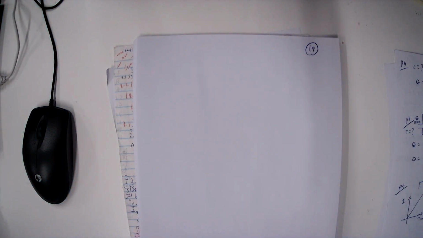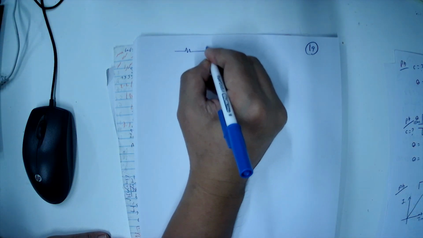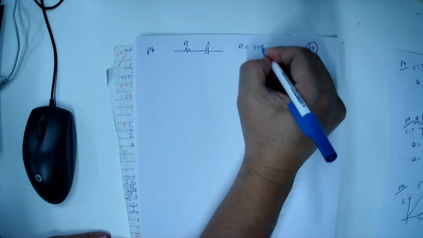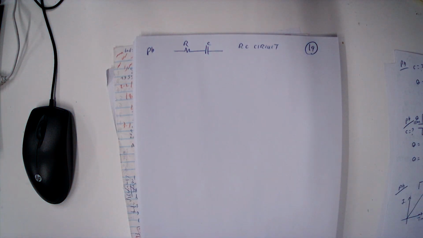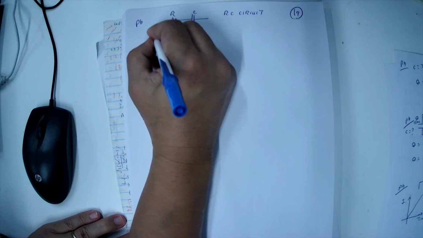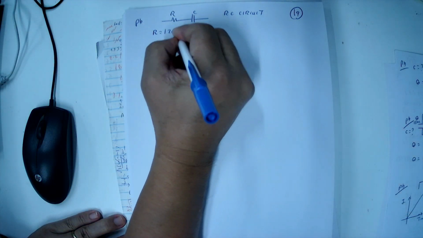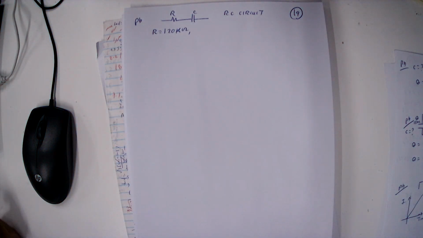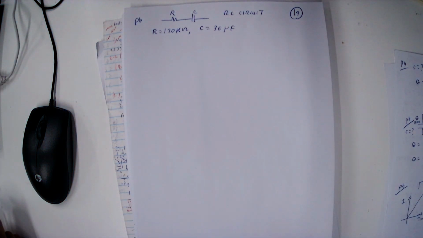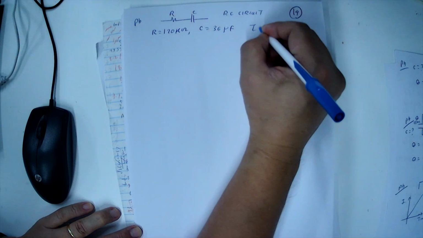RC circuit. Resistance 120 kilo ohm, capacitance 36 microfarad. Resistor and capacitor are connected in series. This is the RC circuit. Resistance value is 120 kilo ohm, R equal to 120 kilo ohm. Capacitance value is 36 microfarad, C is 36 microfarad. We have to calculate the time constant.